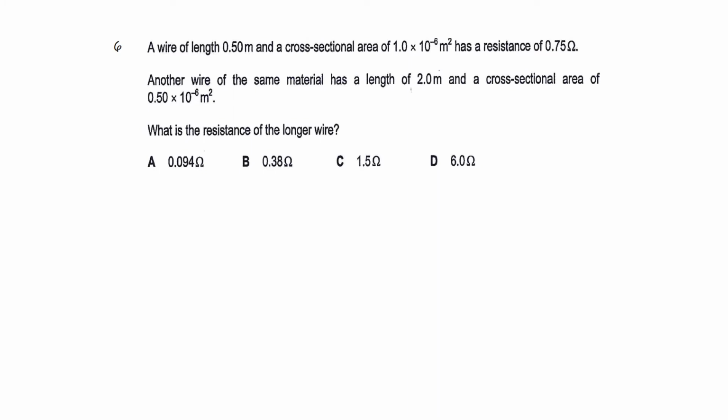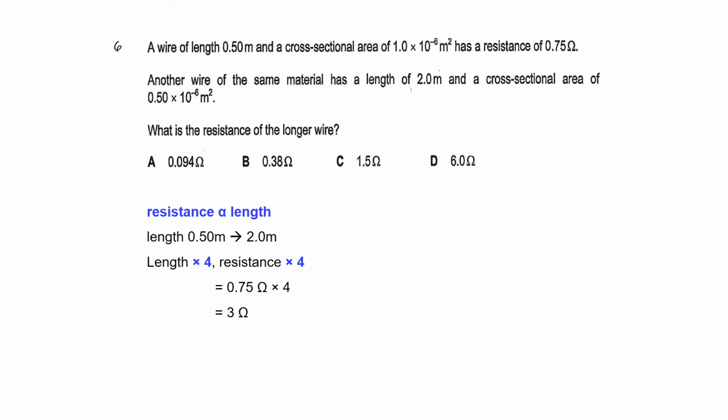A wire of length 0.50 meters and a cross-sectional area of 1 times 10 to the power minus 6 meters squared has a resistance of 0.75 ohms. Another wire of the same material, therefore, the resistivity of the two wires will be the same. It is the same resistivity, not the same resistance. Resistivity depends on the material of the wire. Same material, same resistivity. The length is 2 meters and the cross-sectional area is 0.50 times 10 to the power minus 6 meters squared. Find the resistance of this second longer wire.